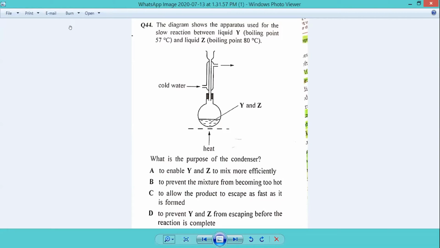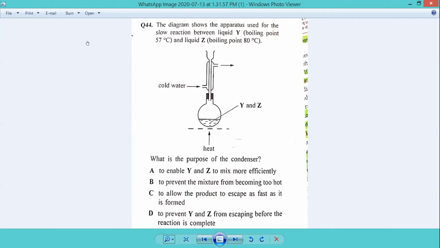Momina, discuss why A, B, C are wrong. A is wrong because enabling Y and Z to react more efficiently is not the job of the condenser. The condenser is supposed to condense the gas. B, to prevent the mixture from becoming too hot, is also not the job of the condenser.